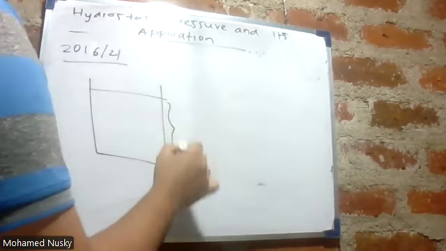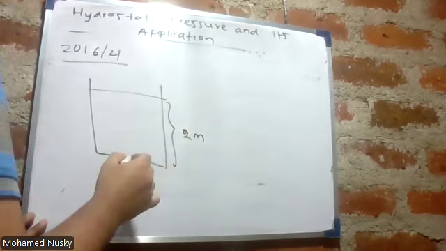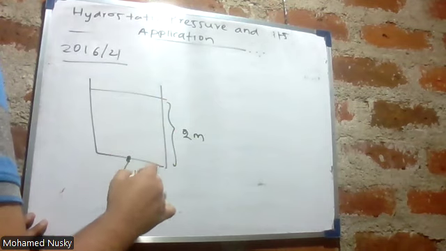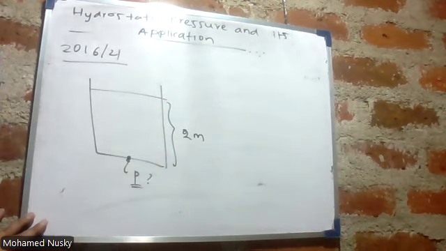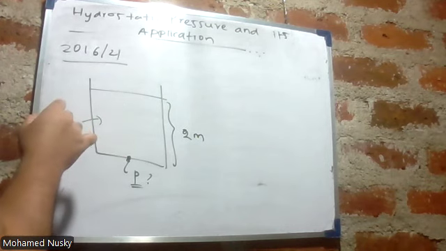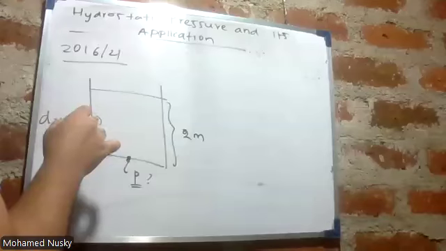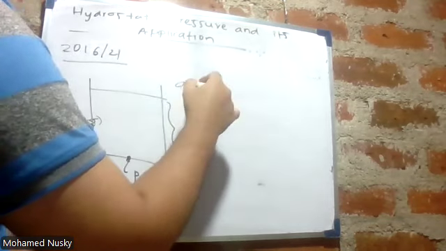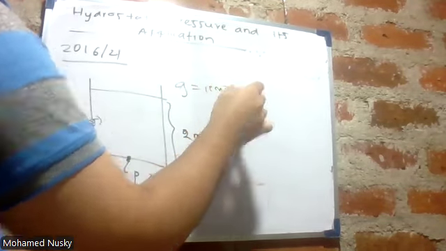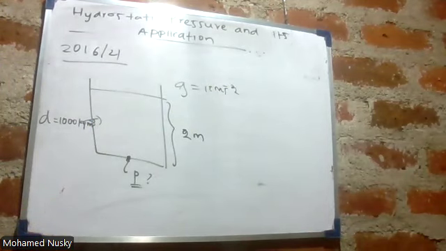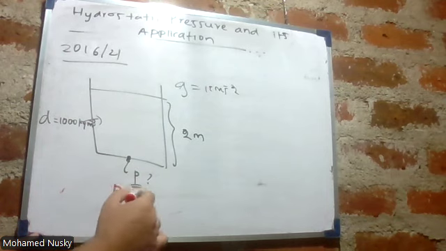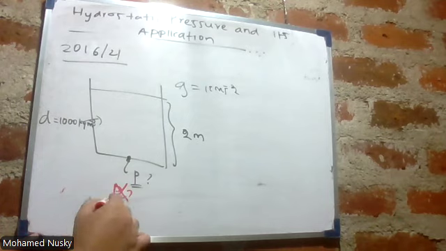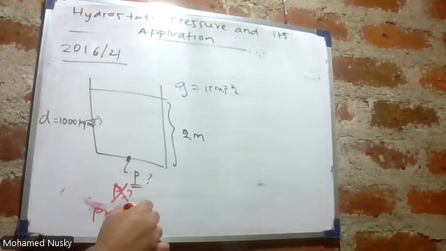Here, water is filled up to a height of 2 meters, and they have asked the pressure at this point. They have given the density of water as 1000 kilogram per meter cube, and the gravitational acceleration as 10 meter per second squared. And you see, what are they asking? They didn't ask the total pressure, they didn't ask just the pressure. What they asked is the pressure due to water.